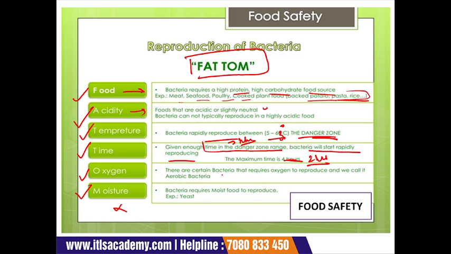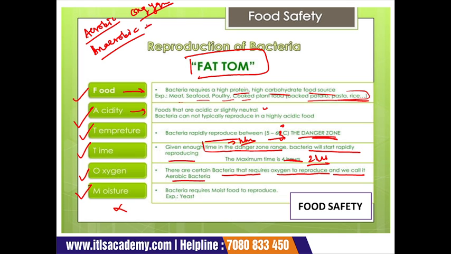There are certain bacteria that require oxygen to reproduce, and we call them aerobic bacteria. Bacteria are of two types: one is aerobic and one is anaerobic. What do aerobic bacteria require? Oxygen. And anaerobic bacteria are those that do not require oxygen.